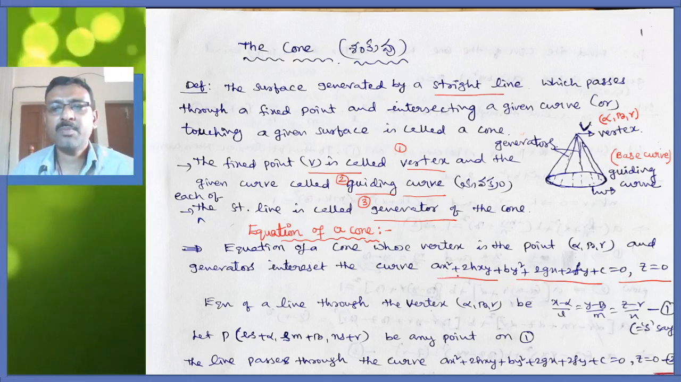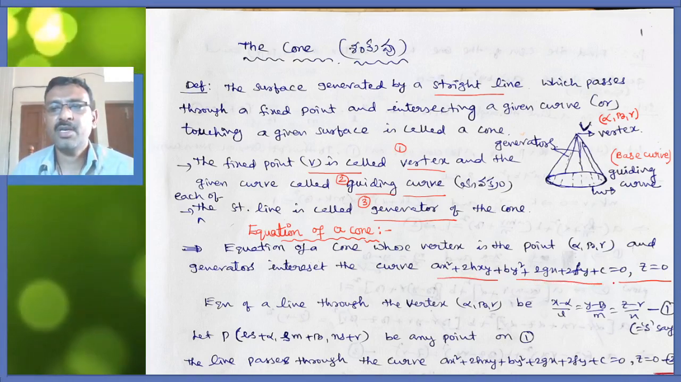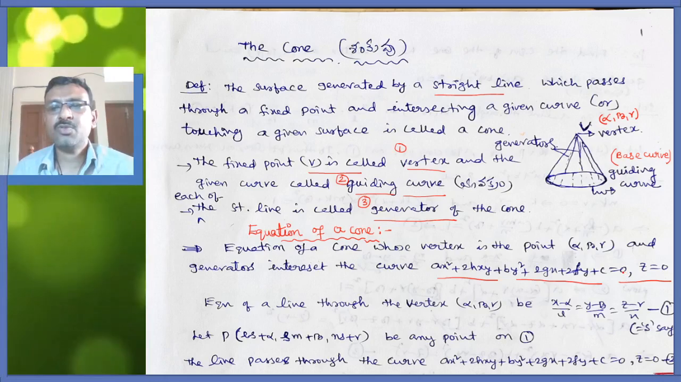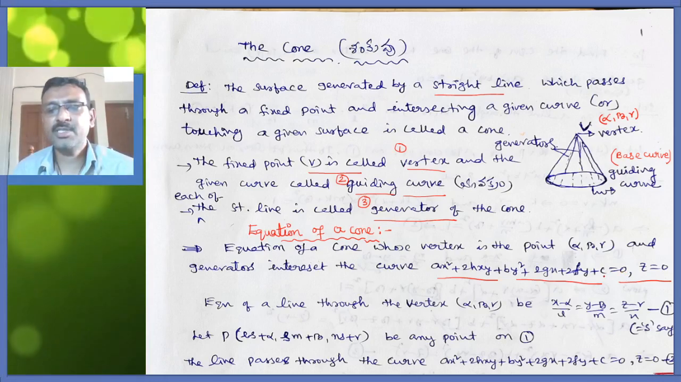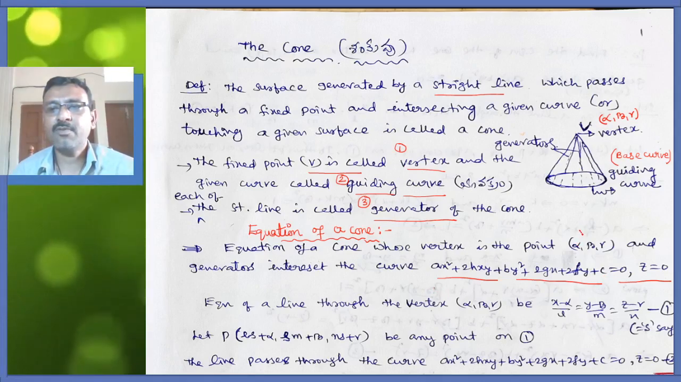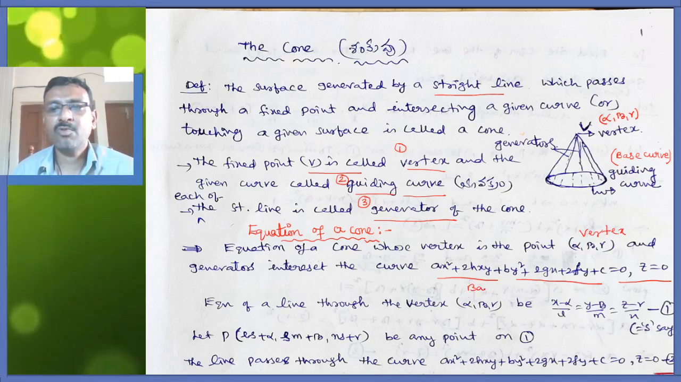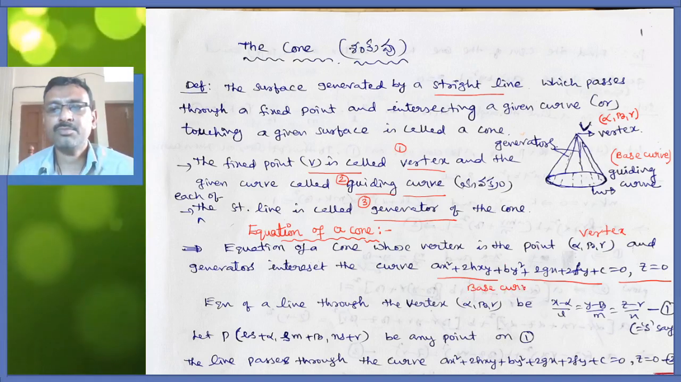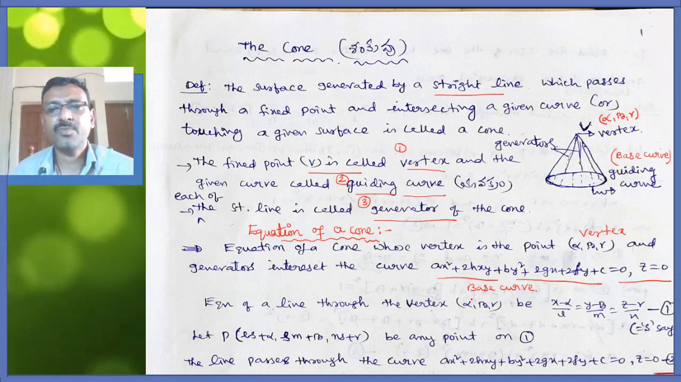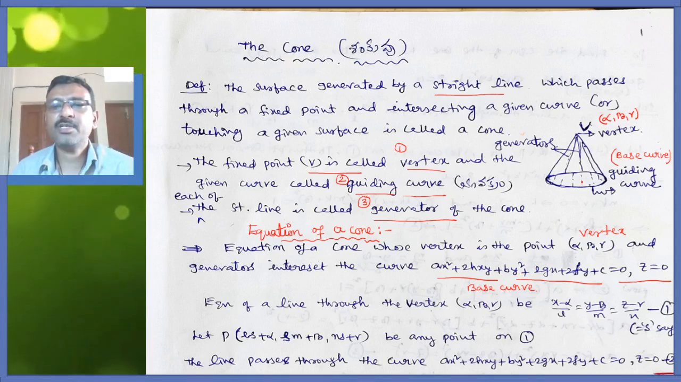One is ax square plus 2hxy plus by square plus 2gx plus 2fy plus c equal to 0, and z equal to 0. These are two equations. These two equations together represent a curve. Here it is the base curve. So this is the vertex, this is the base curve. So these two pieces of information are given. Using these two, we are going to find the equation of the cone.